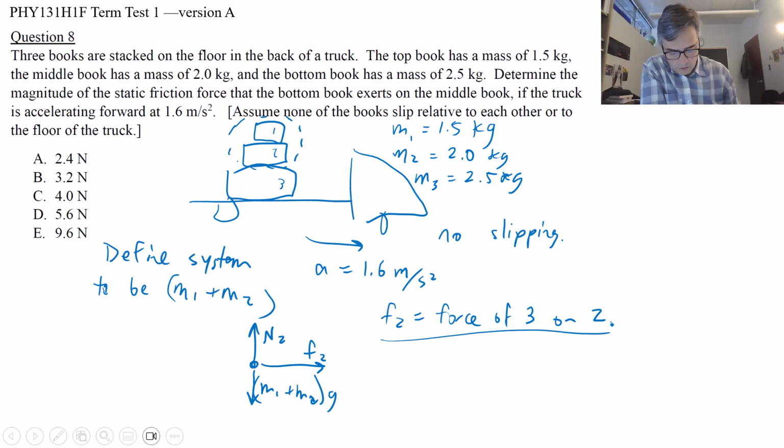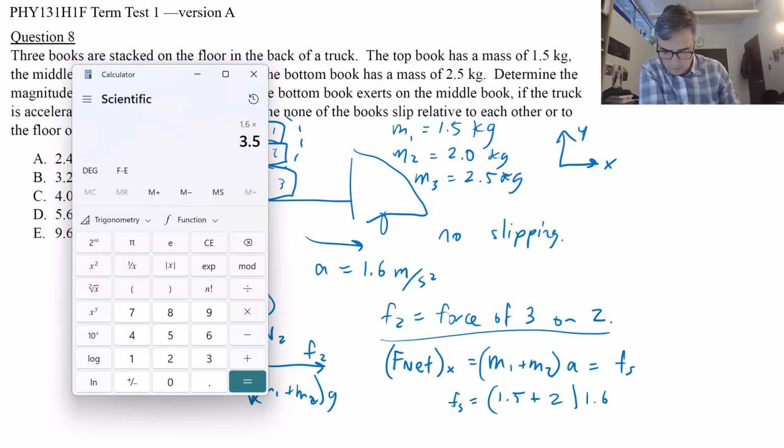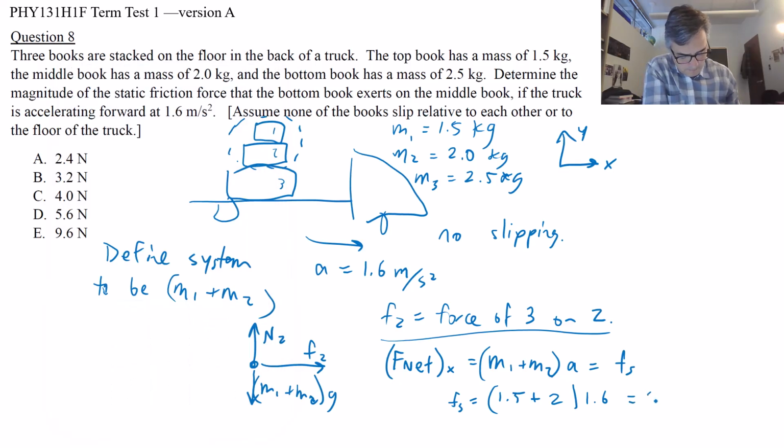Makes sense? So that's going to be the net force, F net in the x direction, if x is towards the right here, is the mass of the object, which the system is m1 plus m2, times acceleration, is equal to Fs. That's the only force there. So all we have to do is just solve this out. We've got 1.5 plus 2 times 1.6, 5.6. And that's newtons. So the answer is D.